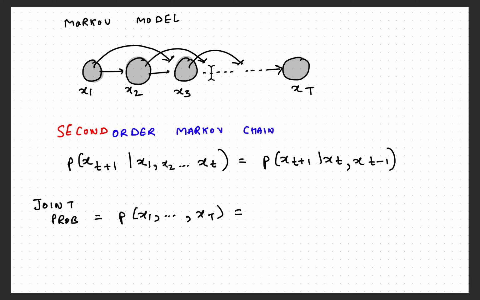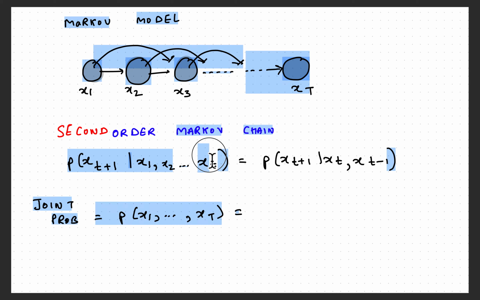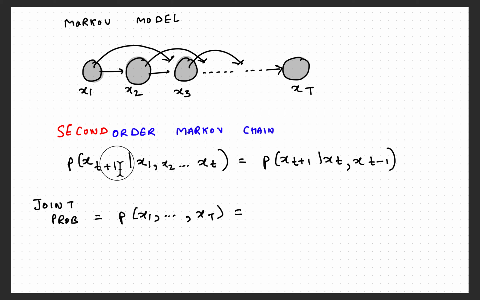So the second order Markov chain says that the prediction of the future given all of the past is independent of all of the past except for the previous two observations. So xt plus 1 depends on xt and xt minus 1. If you look at this graphical model, x3 has an edge going from x1 to x3 and from x2 to x3, right? So the probability of x3 given all of the previous data is only dependent on x1 and x2.